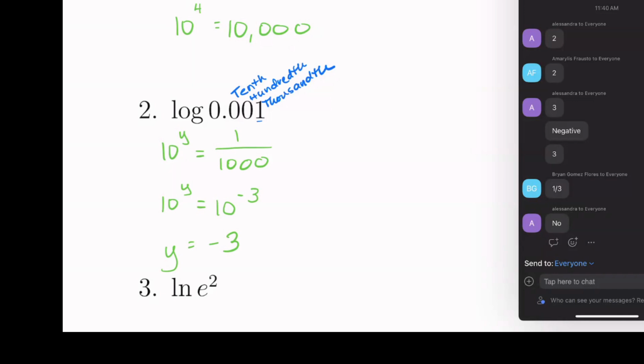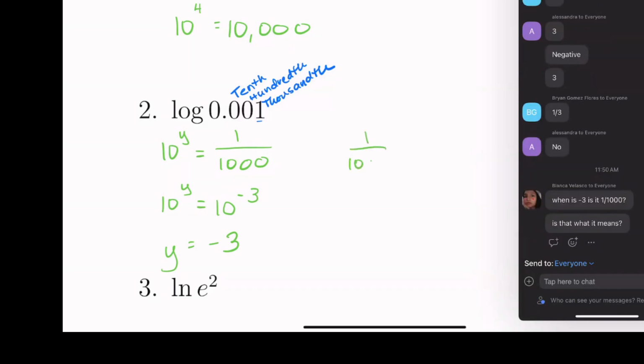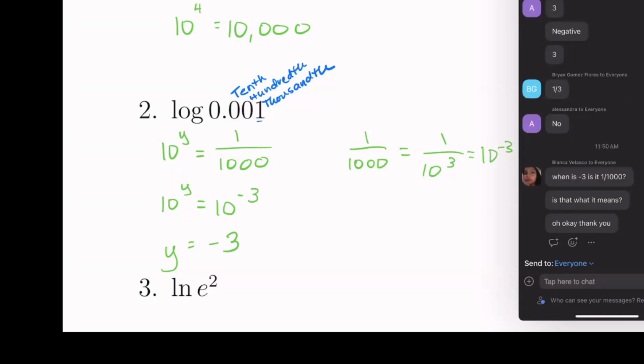Questions on either of those? So 1 over 1,000 is 1 over 10 cubed. 1,000 is 10 cubed. So to get it out of the denominator, that's the negative. So 10 to the negative 3. Other questions?